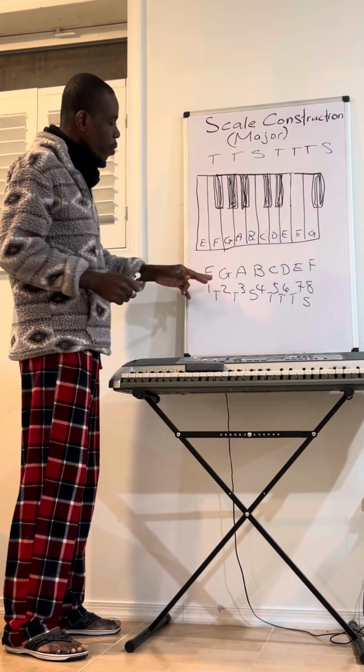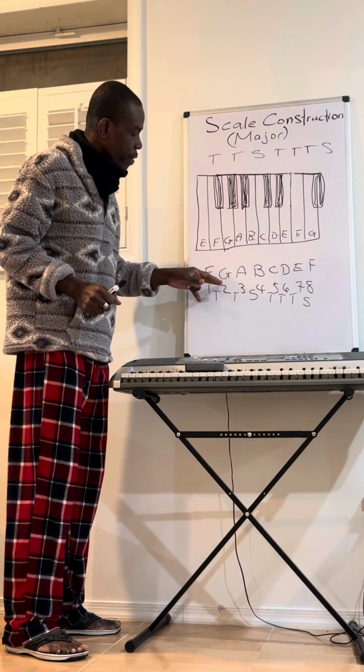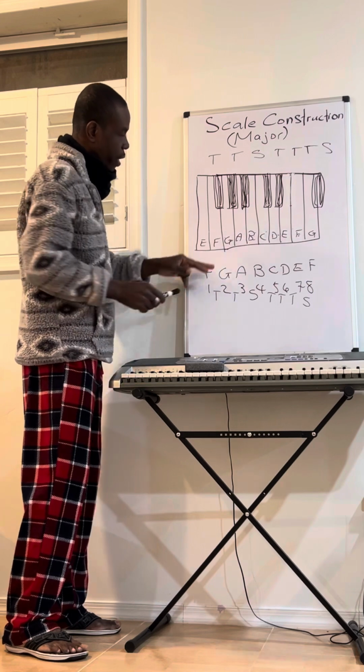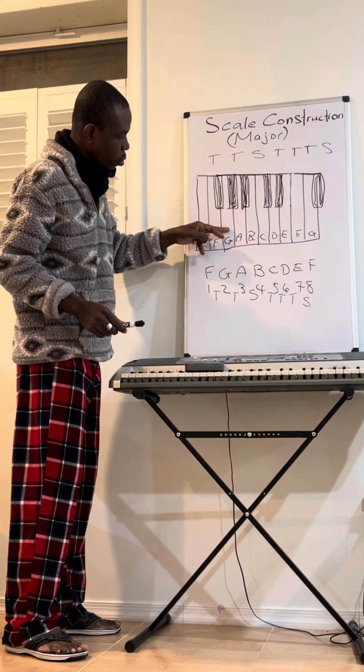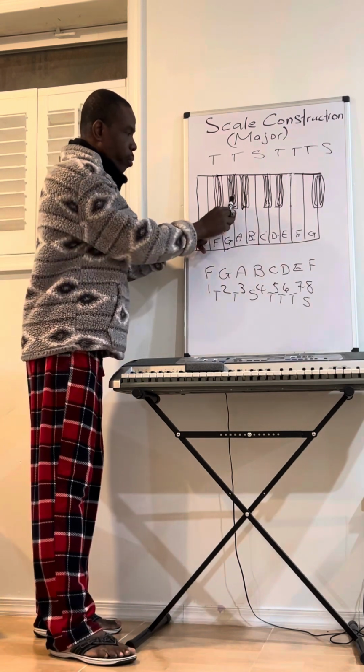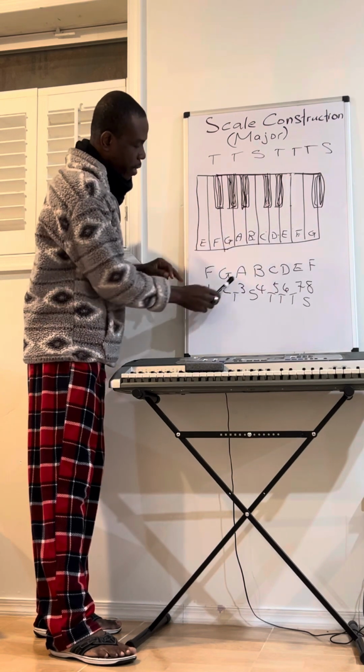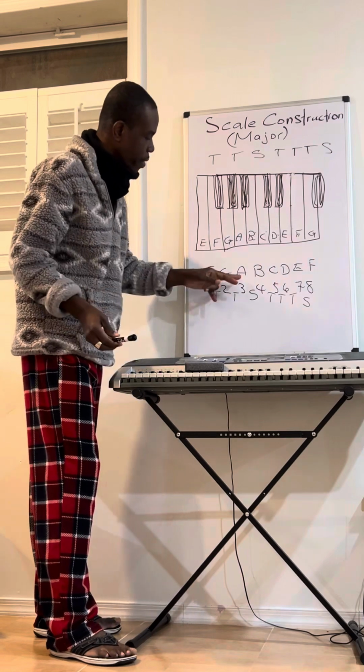Okay? We need another tone between the second and the third notes. Second note is G. We need a tone from G. 1 semitone, another semitone. That clear? A. So that's correct. No movements.